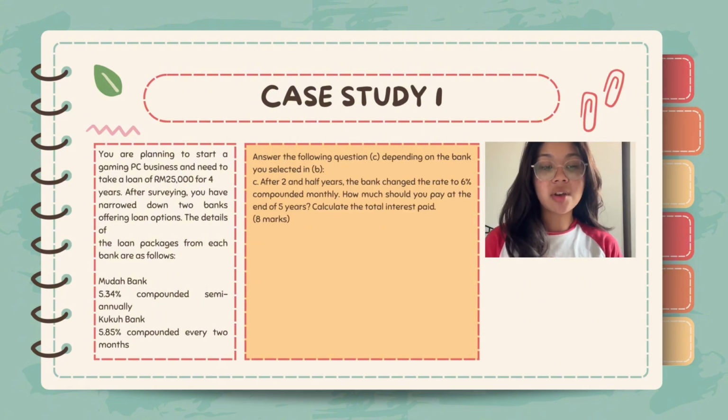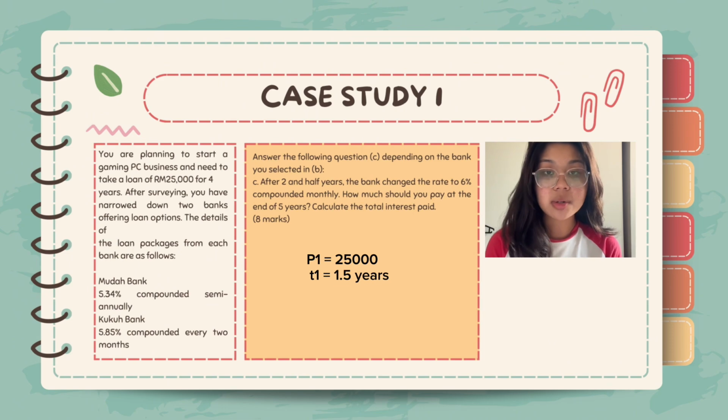Question C. After 2.5 years, the bank changed the rate to 6% compounded monthly. How much should you pay at the end of 5 years? Calculate the total interest paid. From the question, it is given that principal 1 equals 25,000, time 1 equals 2.5 years, the annual nominal rate is 0.0534, and the frequency of conversion is 2.